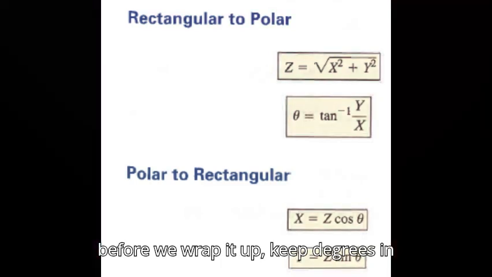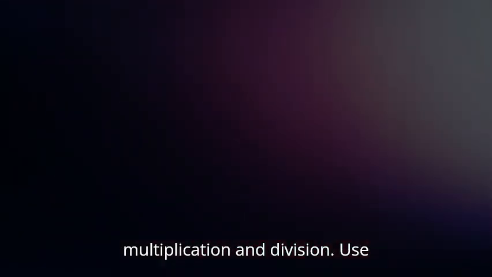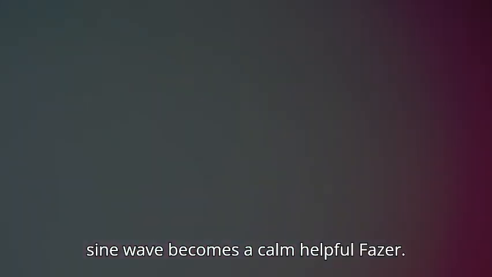Pro tip before we wrap it up. Keep degrees and radians straight. Use the two-argument arctangent, said atan2, to get the correct angle quadrant. Use polar form for multiplication and division. Use rectangular form for addition and subtraction. And that is how the wiggly sine wave becomes a calm, helpful phasor.